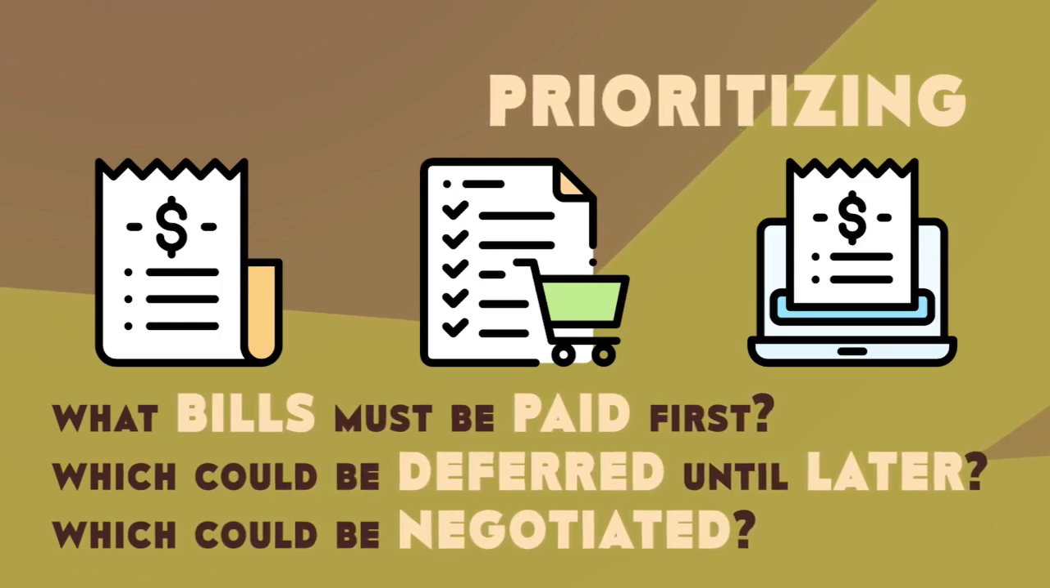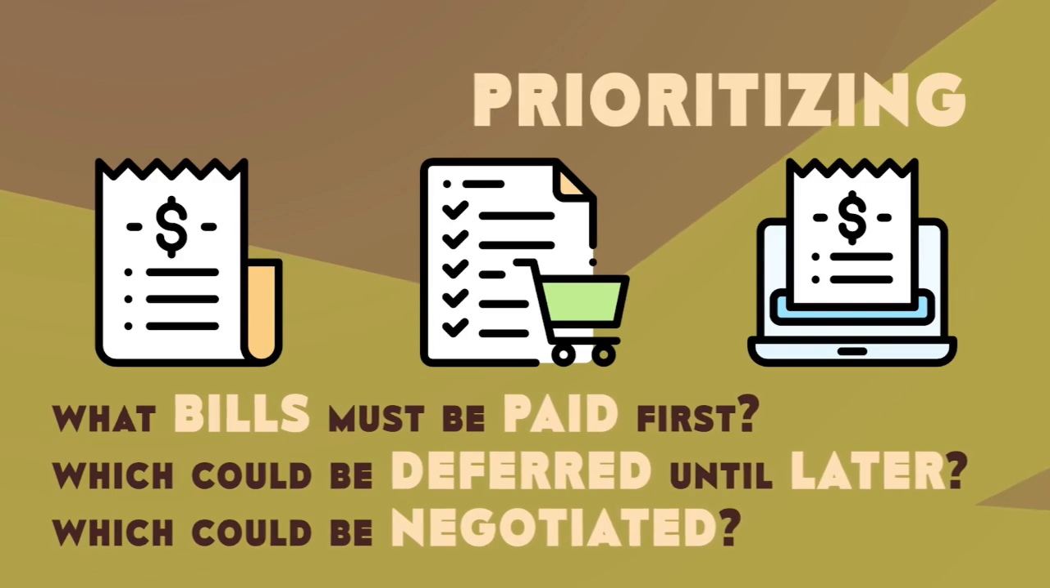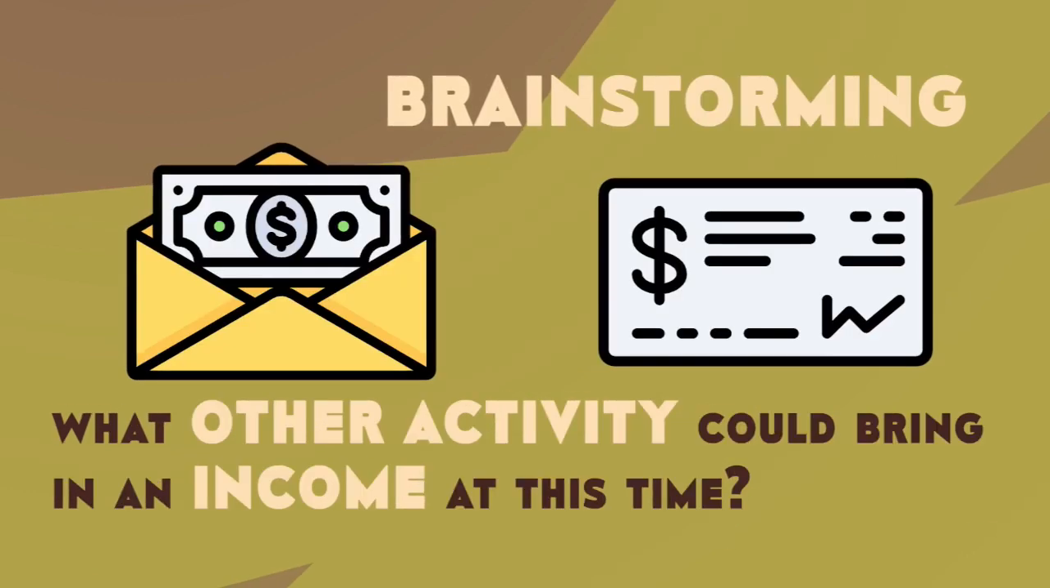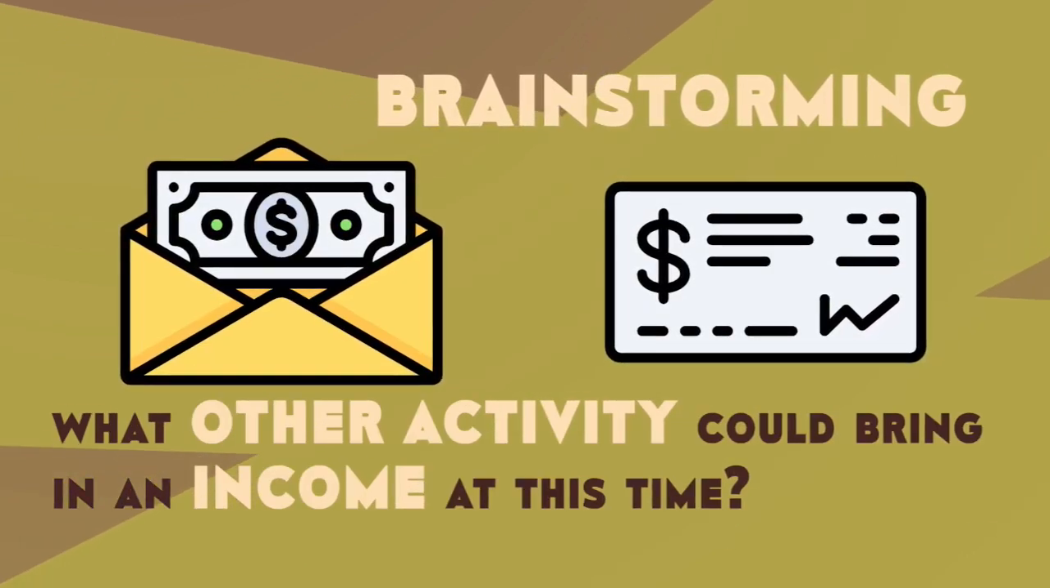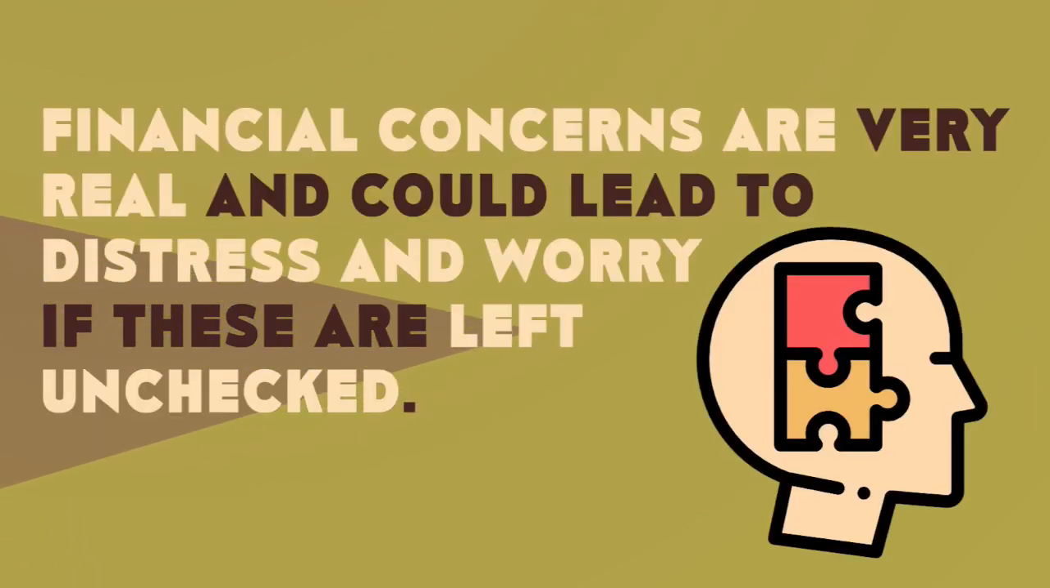Prioritizing. What bills must be paid first? Which ones could be deferred until a later time? Which ones could be negotiated? Brainstorming. What other activity could bring in an income at this time? Remember, financial concerns are very real and could lead to distress and worry if they are left unchecked.